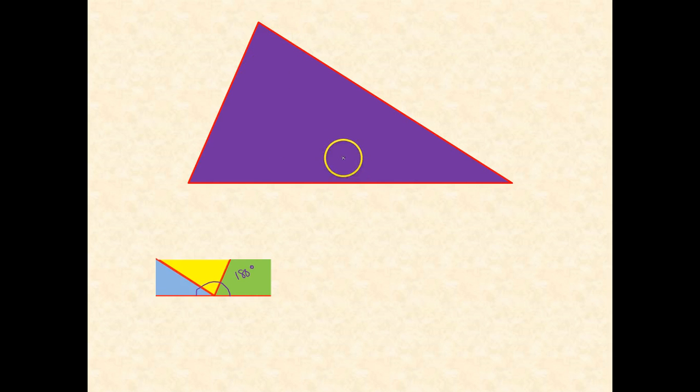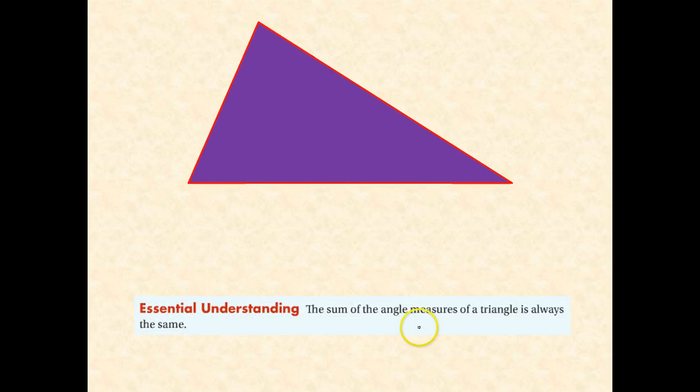Any triangle you make, you can watch. You could do this right now. Get a piece of paper, cut out a triangle, tear off the three corners, put them together, and they'll make a straight line down here. So the sum of the angle measures of a triangle is always the same. Hint, hint, it might be 180 degrees.